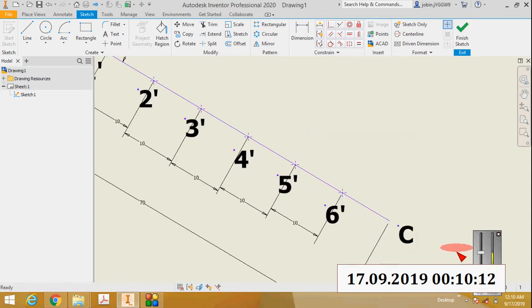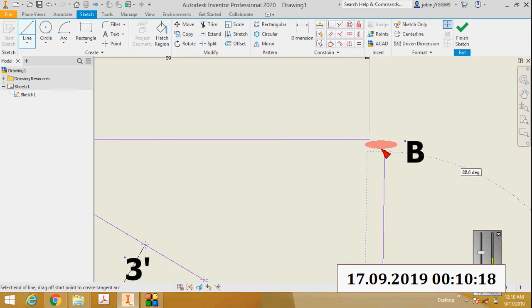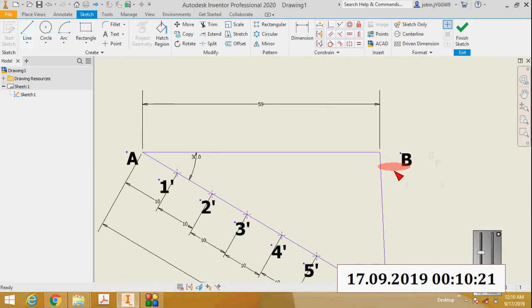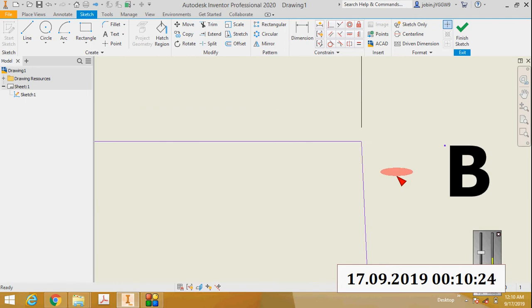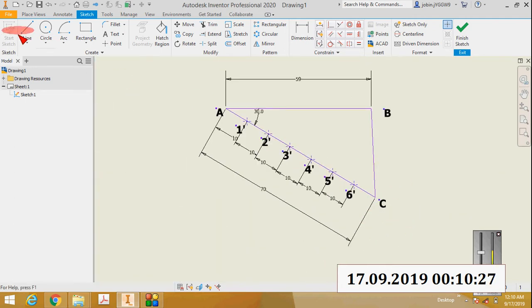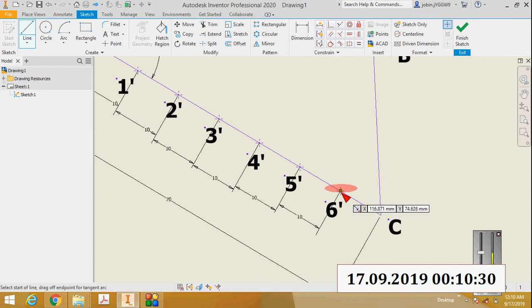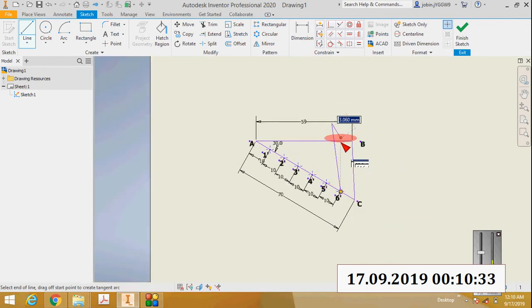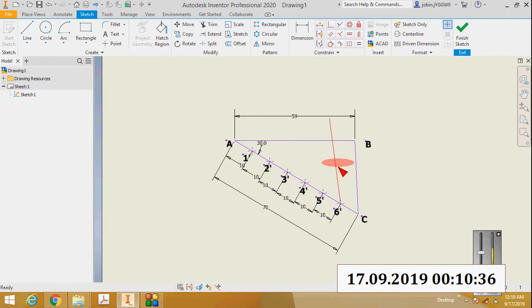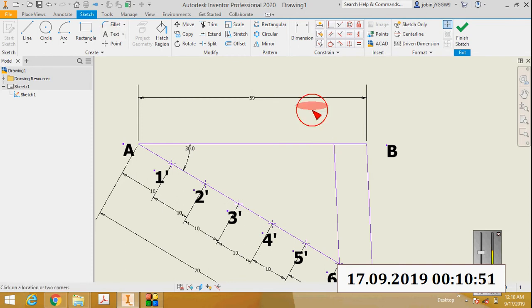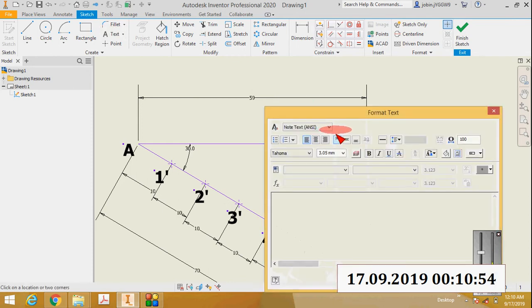So the next step is to join this C with B. Join this C and B. Then the next step is, from point 6 dash, draw a line such that the speciality of this line is that it is parallel to BC. So this line is parallel to BC. Name this point as 6.